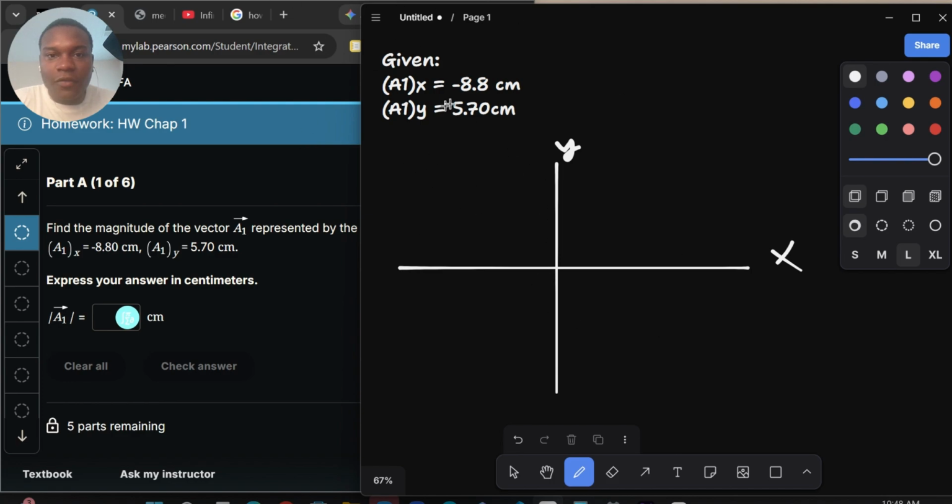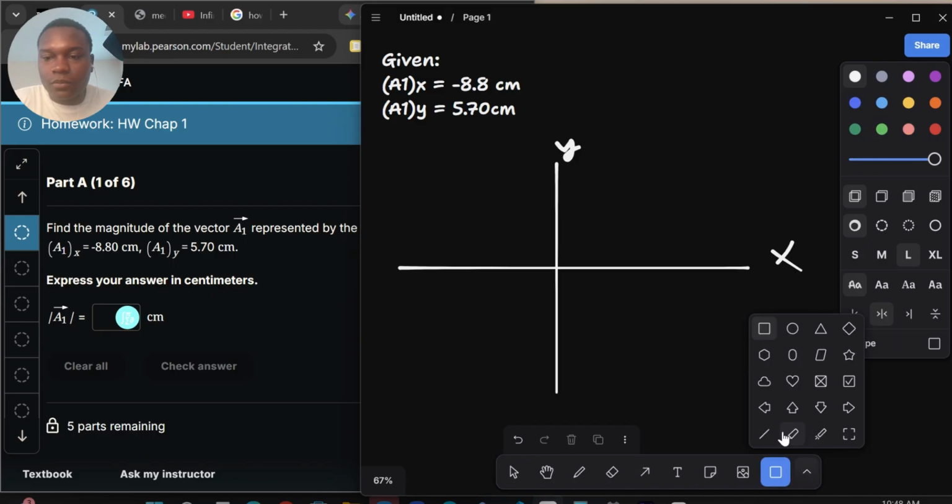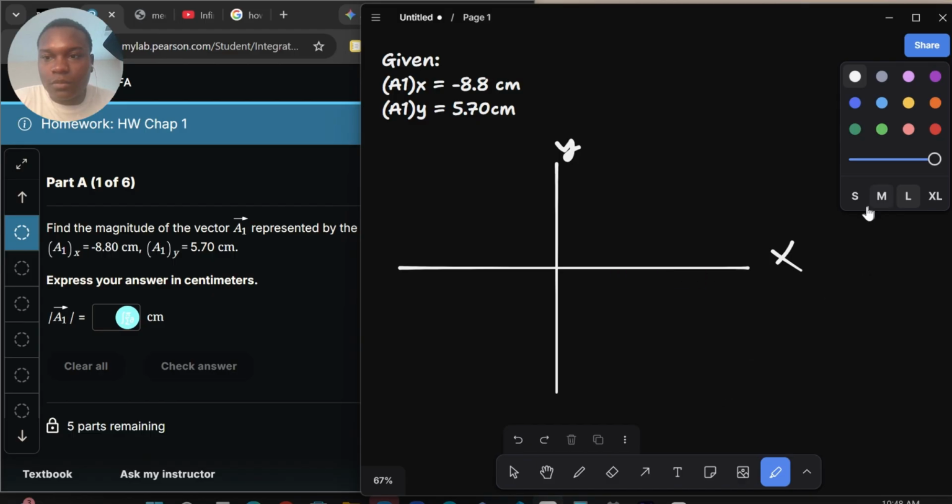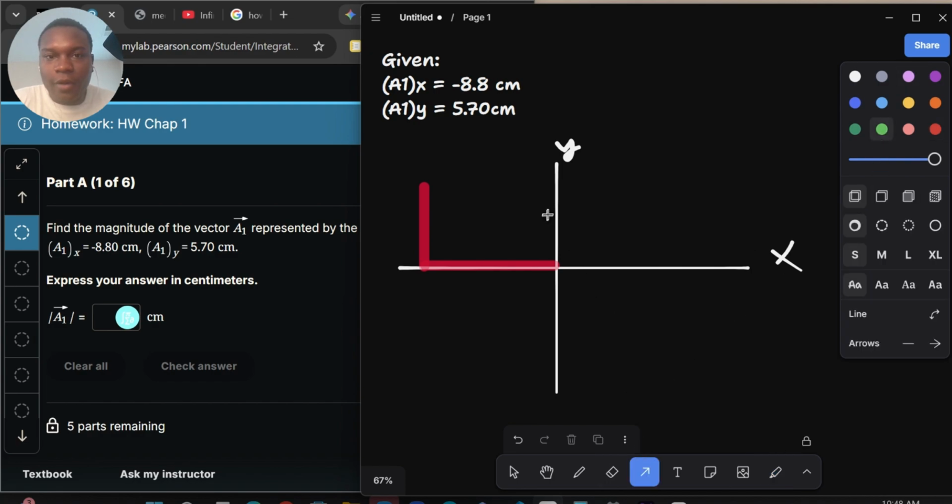So if you go in the negative direction 8.8, and you go in the y direction 5.7, this is what you get. All right, so our vector looks something like this.